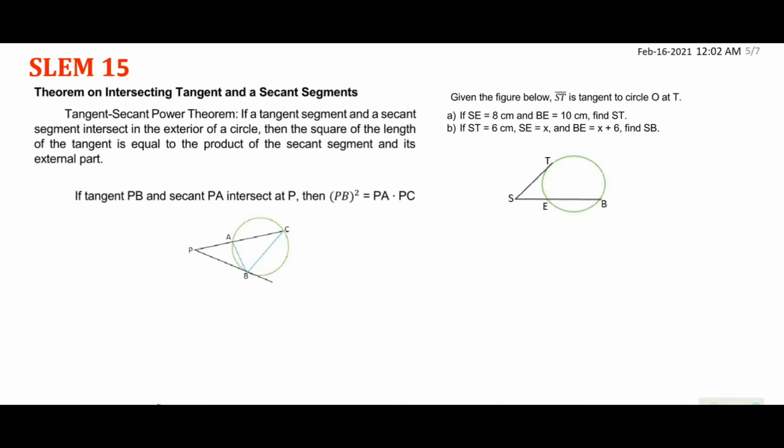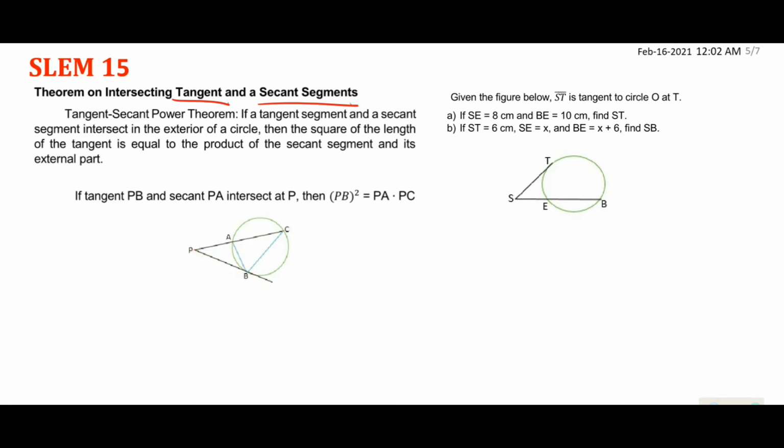Let's go to our next SLEM. SLEM number 15. So, for SLEM number 15, eto naman si secant, tsaka si tangent naman yung nagtama. Kaya, according to the theorem, intersecting tangent and secant segments. So, yung kung kanina, dalawang secant nagtama, tsaka dalawang chords, dito naman, secant at tsaka tangent. So, ang tangent natin dito is si PB, at ang secant natin dito is si PA. Tapos, nag-intersect sila sa point P.